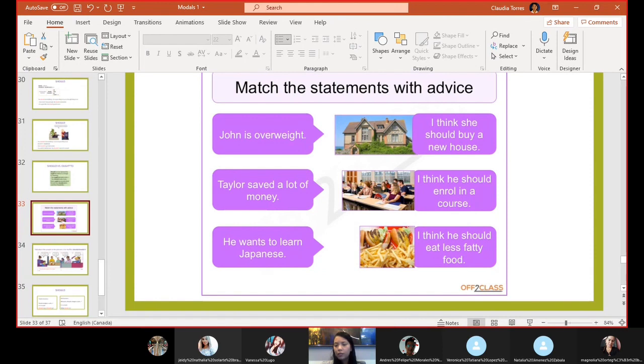Yeah, very well, Heidi. Okay, and the last one, he wants to learn Japanese. Is the last option, right? So I think he should enroll in a course. Yeah, when you enroll in a course is when you sign up. You say, oh, I want to join this course. Once you enroll, you are able to join the classes. So maybe you may have to pay a fee or something to enroll in a course.